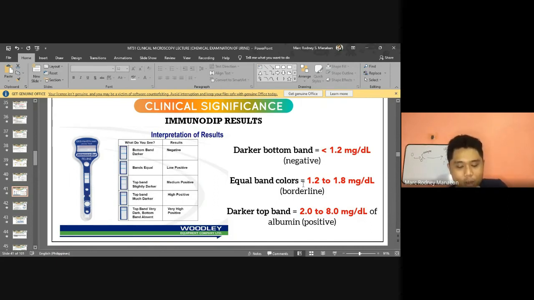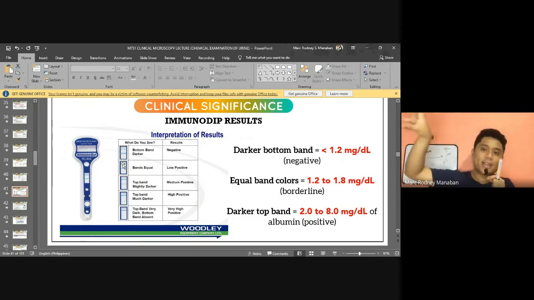Alright? Kung equal band colors, medyo borderline lang. And kung darker ang bottom band, okay, which is the control, meaning less lang ang albumin na naa sa patient. So I hope na-gets lang to siya ha, ang principle. Actually, medyo carry naman ang drawing if medyo naglibog pa. But anyway, muna siya yung point. Alright? Ang taas na band, okay, the top band, siya yun ang mo signify if the patient sample really has albumin or wala. Okay? Alright, ayan.